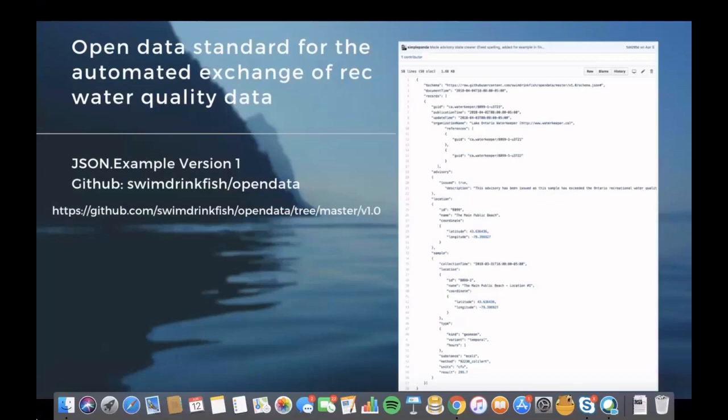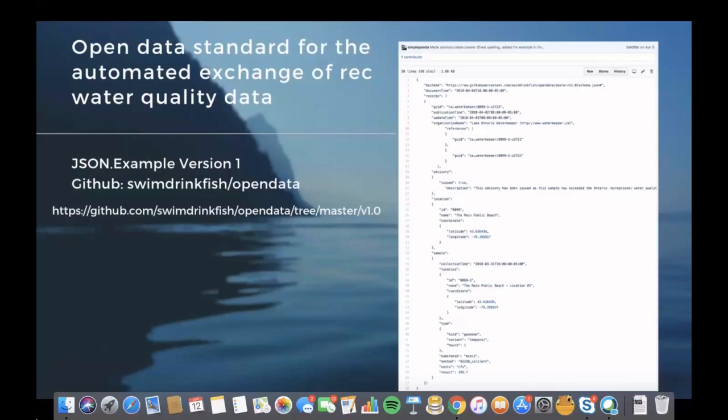And if this is a bit new, you can also access the standard on our website. I have the address at the end of the presentation, but it's recreationalwater.ca. That gives more of a definition of open data, and it's a bit more accessible for the public, for those of you that are new to open data.